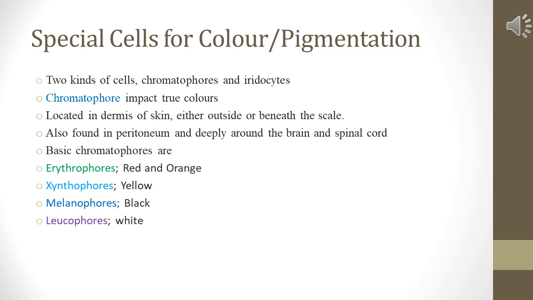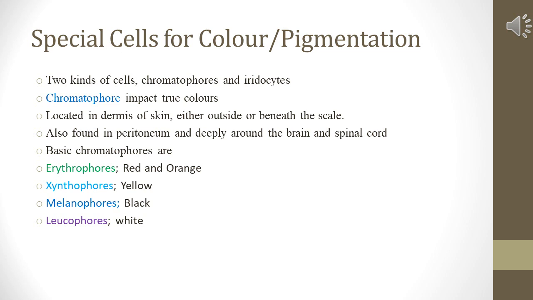Now, as we have studied the pigments, there are some special cells present for the color. We have learned about the pigments. Now we have learned about the special cells which are specified for the coloration or the pigmentation. Two kinds of cells are present, the chromatophores and the iridocytes. Mostly the chromatophores impart true colors, and these are located in the dermis of the skin. They may be present outside or beneath the scales. These are also found in the peritoneum and deeply around the brain and spinal cord.